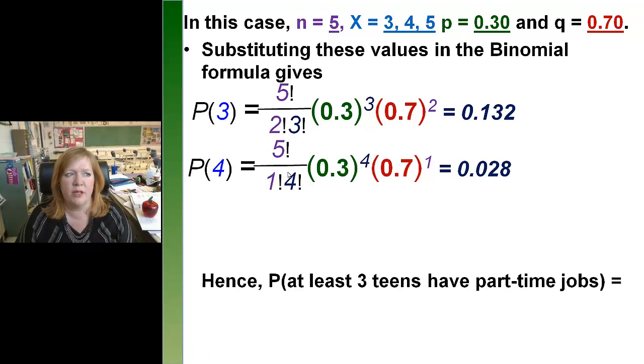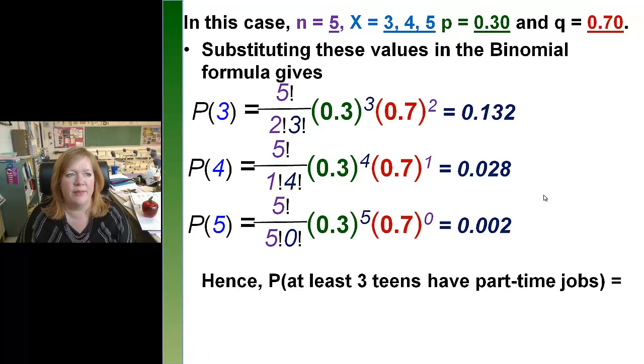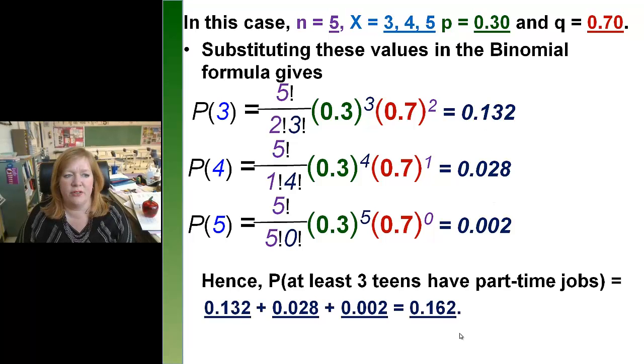Notice 2 and 3, 1 and 4. This is 4, this is 1. You get 0.028. And then the third one, 5 over 5 factorial. So those cancel out. You get 0.3 to the 5th, 0.7 to the 0. Remember, anything to the 0 power is 1. So you get 0.002. Sum them up, and you'll get your final answer of 0.162. Probability that at least 3 teenagers have part-time jobs.